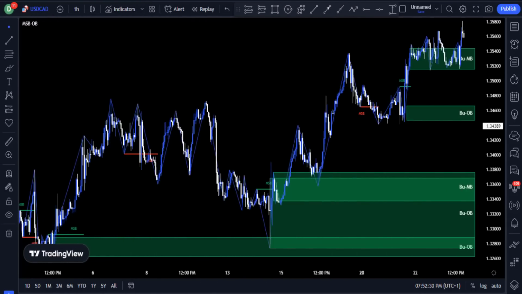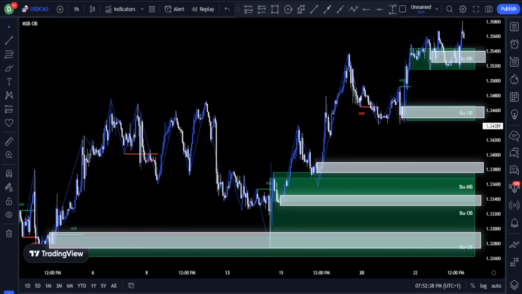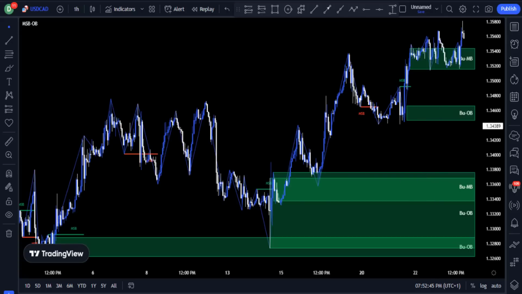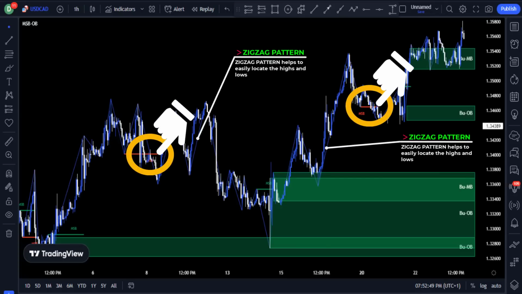Here is another example on the dollar CAD currency pair, and on the 1 hour time frame. Here you can see that the market structure and break indicator helped us to mark out the bullish order flow. And as you should know by now, order flow helps us to know and to determine the right entry point and to execute trade at the right time. This zigzag line helped us with the highs and lows of the price move. And this MSB helped us to know when the price is about to change direction as well. Now, let's look at the third indicator, which is the buy and sell indicator of this strategy.